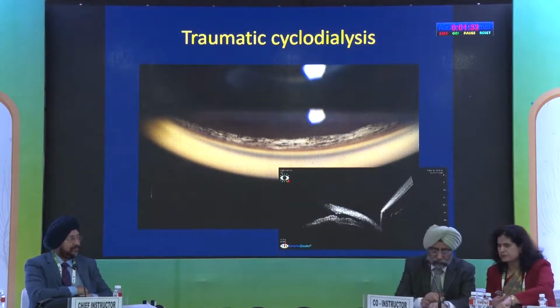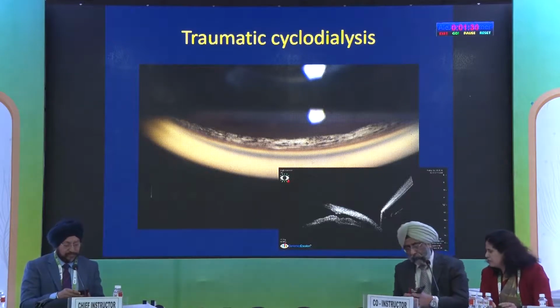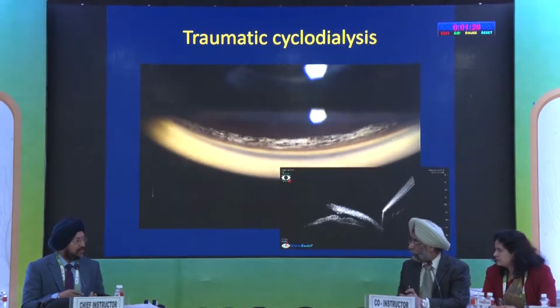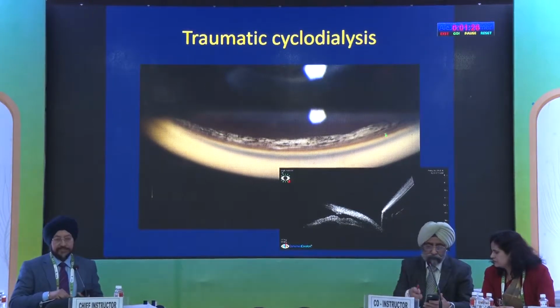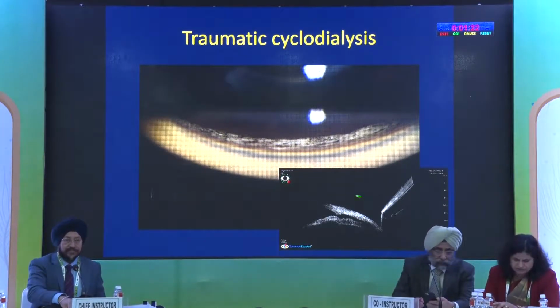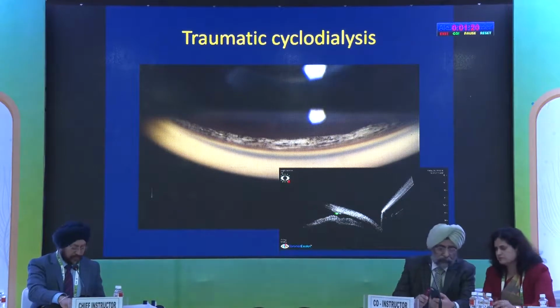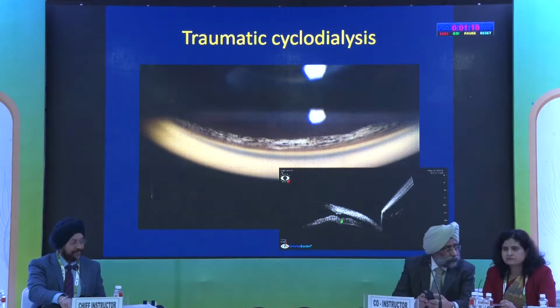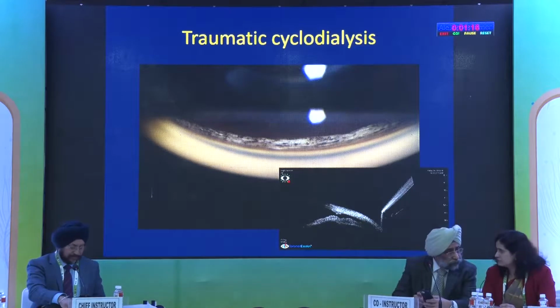Sometimes your ciliary body and the choroid itself might separate totally from your scleral spur and lead to a white band that is visible behind your trabecular meshwork. This is a cyclodialysis. As you can see, the iris and the ciliary body complex have separated from the root of the iris.